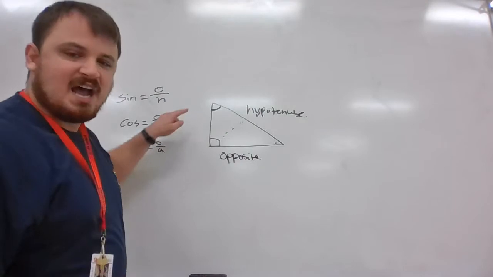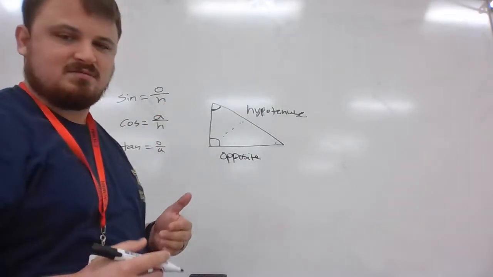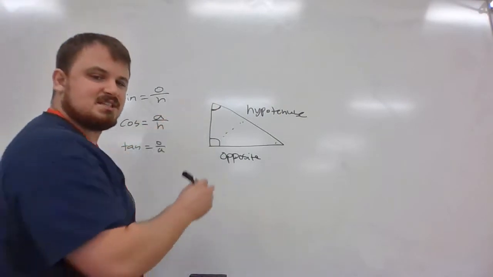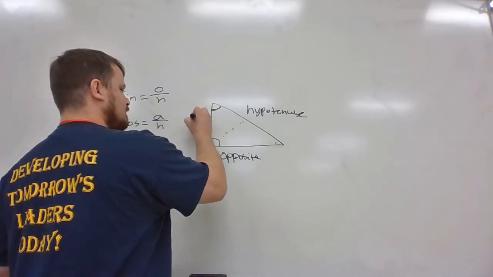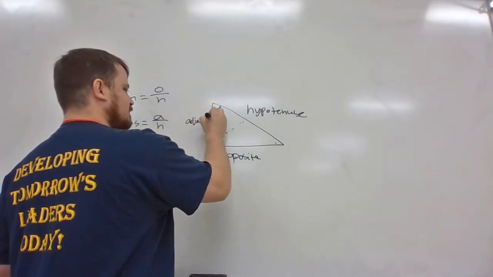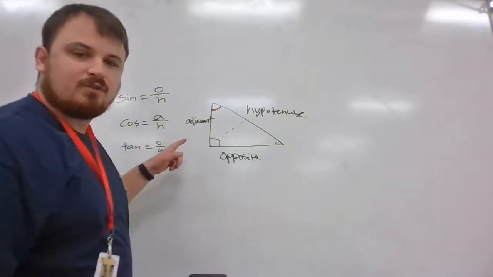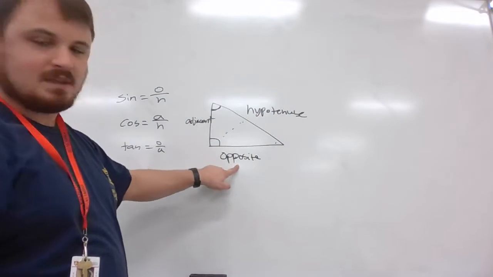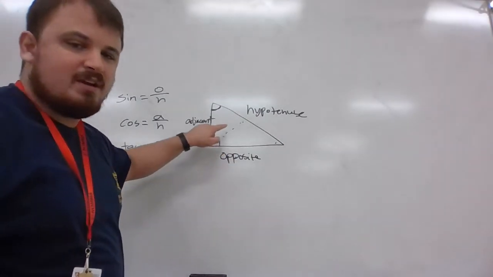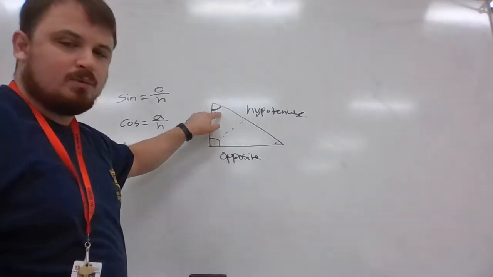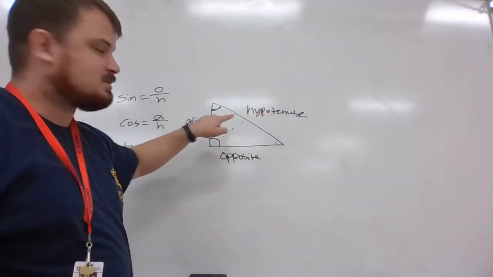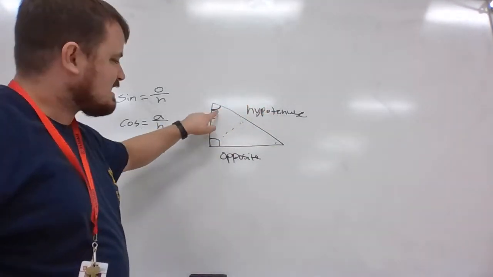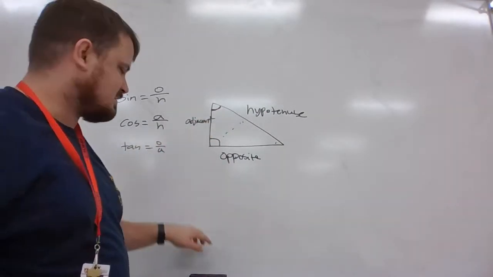And then the word adjacent really just means next to. So from this angle, this is the adjacent side. So from here, this is the adjacent side, this is hypotenuse, and this is opposite. So from here, if we had to do sine, we would do opposite over hypotenuse. If we had to do cosine, that's adjacent over hypotenuse. Tangent would be opposite over adjacent.